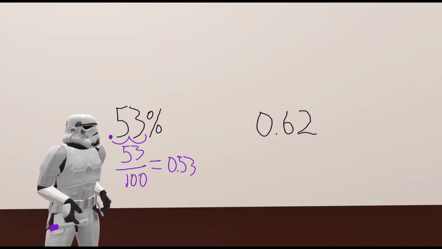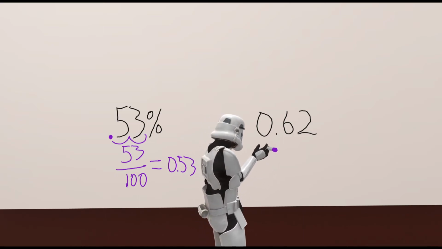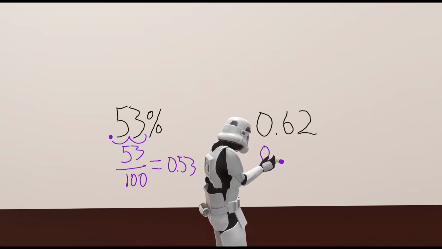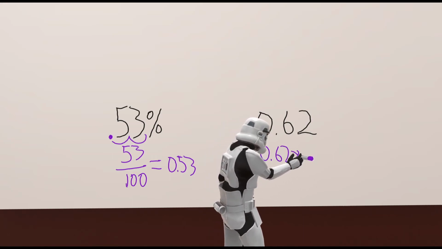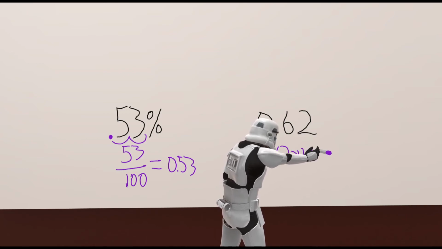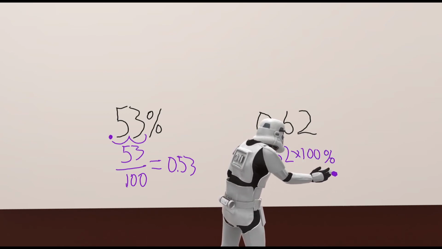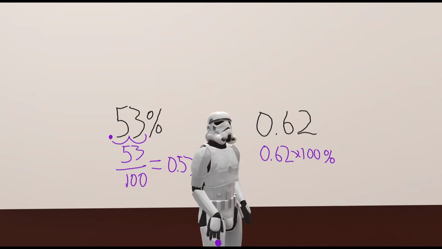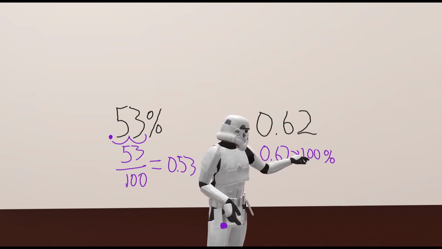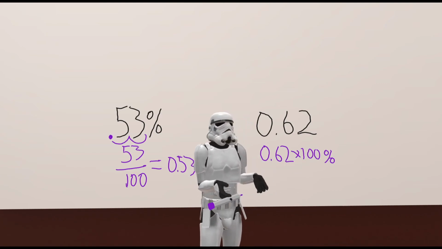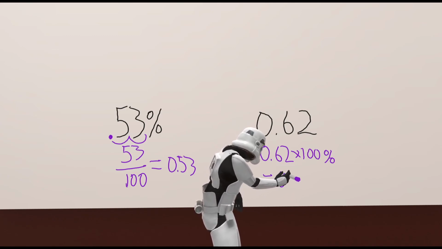So if I have 0.62, I'm going to go 0.62 times 100%. Now it's important that we put that percent sign back in. So 0.62 times 100 is just 62%.